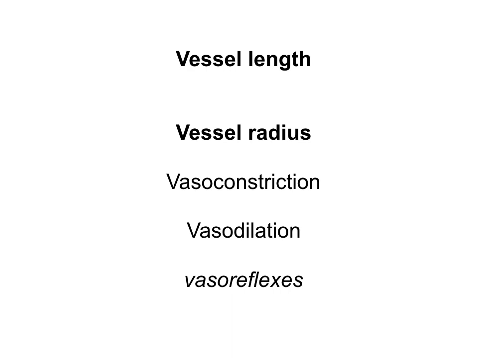Obesity is a great example of the effects of vessel length increasing on resistance and blood pressure. When you're obese, you actually grow more blood vessels in order to supply that enlarged adipose tissue. Because you have more length, you have more resistance, and the individual becomes hypertensive because of that high pressure that's needed to maintain flow through all of those extra vessels.